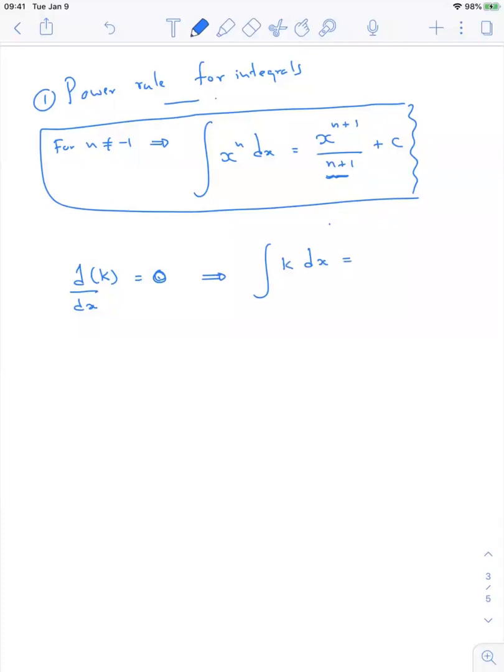If you differentiate a constant, the answer is 0, right? So if you integrate a constant, the answer will be kx plus c. So all you need to do is differentiate this function right here, and then see whether you can get this one right here. So that's how you check it.